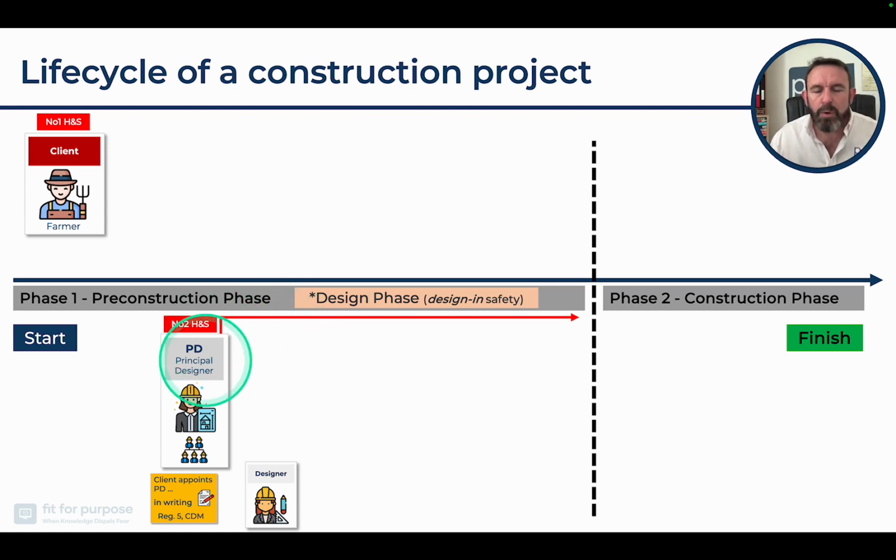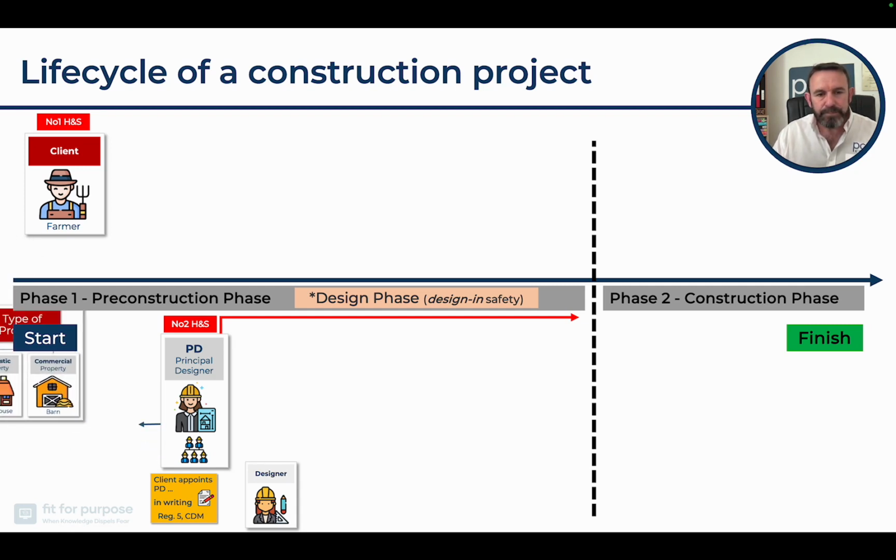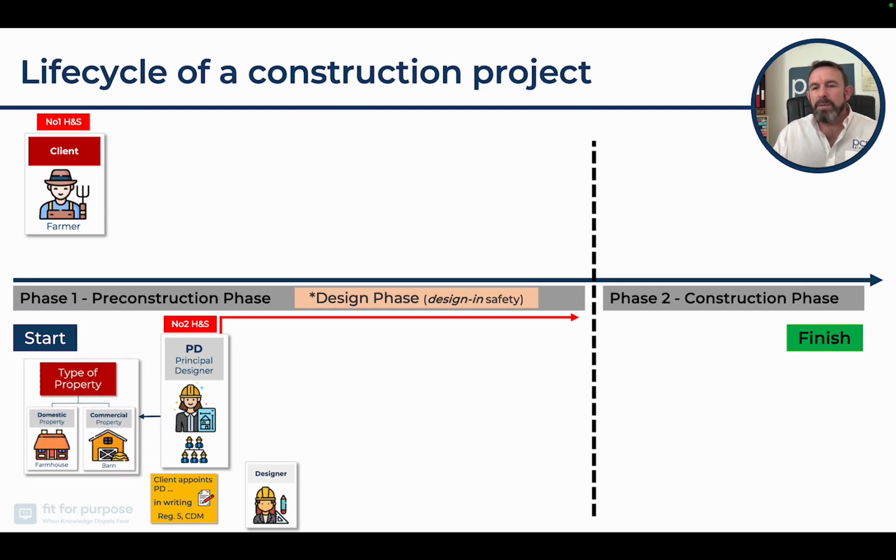If we look at number two now, we have the introduction of the principal designer. They are somebody who's appointed in writing, and they also are going to work with other designers. We will go more through the duties when we come to that module. We're just looking at the construction phase. But that principal designer is responsible for the health and safety in that pre-construction phase. They are going to usually give that guidance to the client. They're there in support of the client on the type of property. That's important because that type of property is going to determine the type of client.